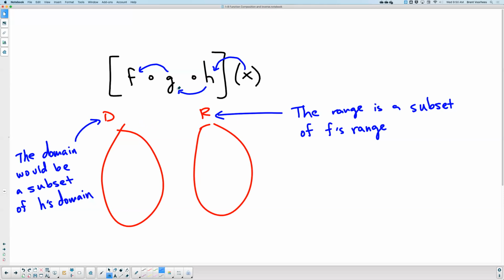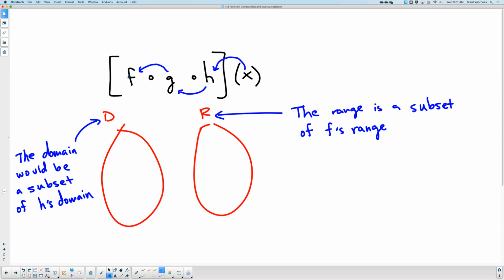Quick test. If the domain of H are the numbers 1, 2, 3, 4, 5. The domain here, could it ever be 0, 1, 2, 3, 4? No. Could it be 1, 3, 5? Yes. Could it be 1, 2, 3? Okay, let's go back. What was the domain I said here? 1, 2, 3, 4, 5. Could this be 1, 2, 3? Yes. Could it be 1, 3, 4? Could it be 1, 2, 3, 4, 5? Yes. Could it be 0, 1, 2, 3? Why not? 0 is not in this one's domain.